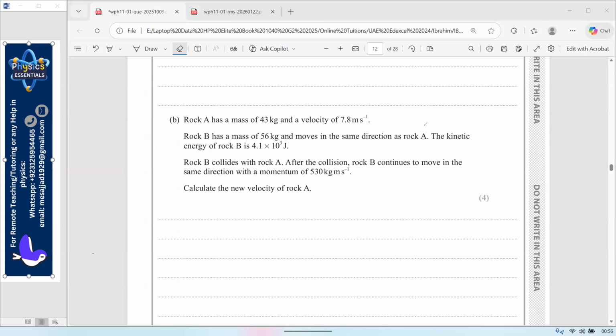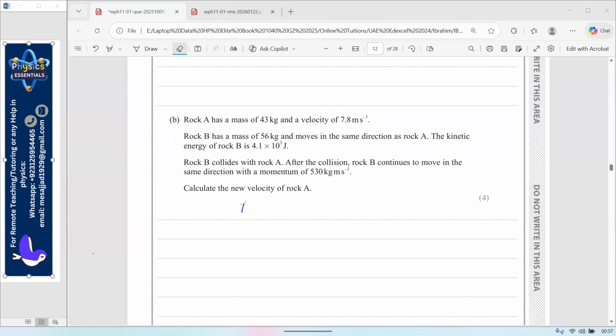Rock A has a mass of 43 kg and a velocity of 7.8 meter per second. Rock B has a mass of 56 kg and moves in the same direction as rock A. The kinetic energy of rock B is 4.1 into 10 raised to the power 3 joule. Rock B collides with rock A. After the collision, rock B continues to move in the same direction with a momentum of 530 kg meter per second. Calculate the new velocity of rock A.